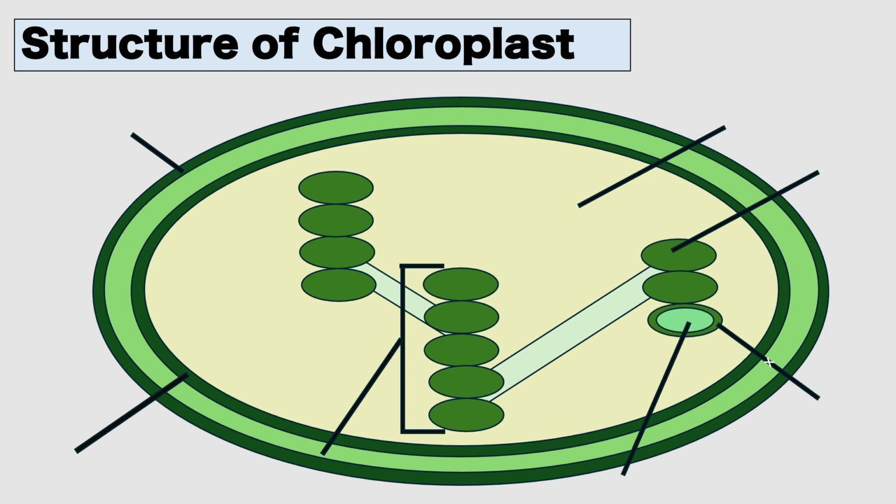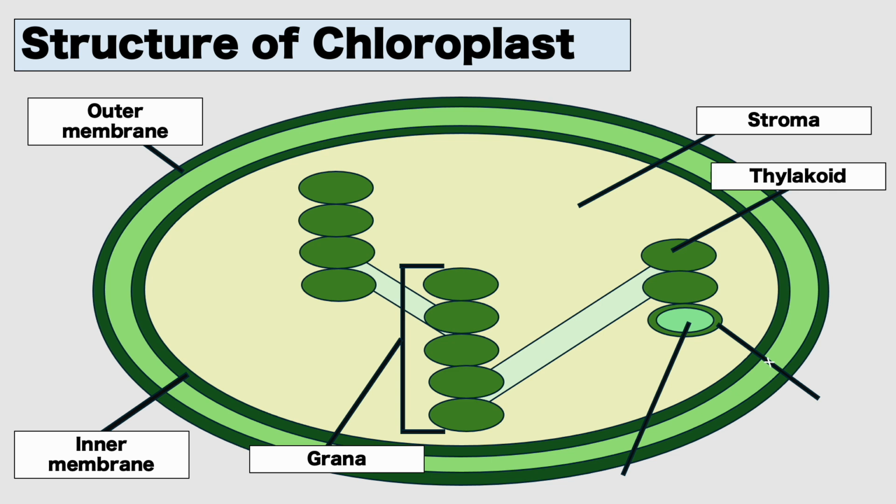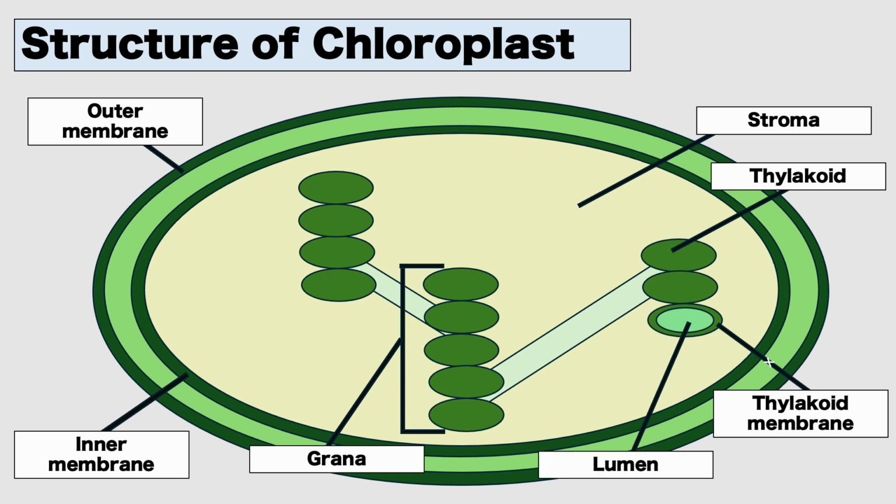So if we cut a chloroplast in half, it'd look a bit like this. Firstly, we have an inner membrane and an outer membrane. Inside that is the fluid-filled space called the stroma. Also inside the chloroplast are stacks of disc-like structures. The whole stack of discs is called a grana, and each individual disc is called a thylakoid. The membrane of each of these discs is the thylakoid membrane, and the space inside the disc is called the lumen.